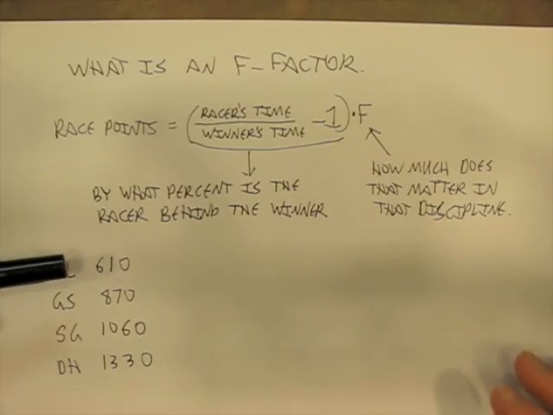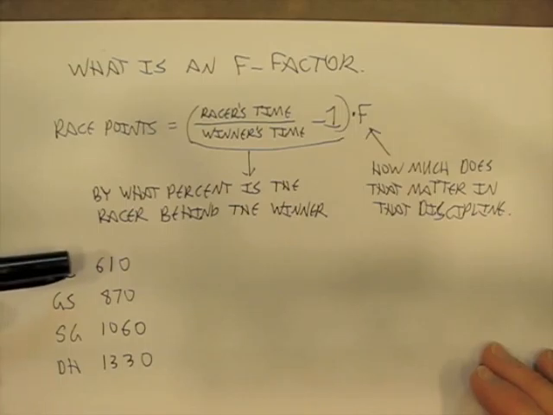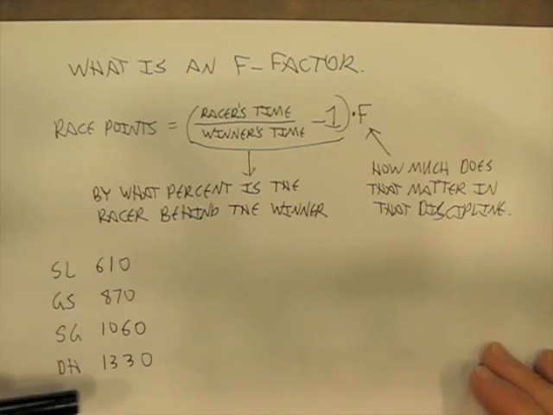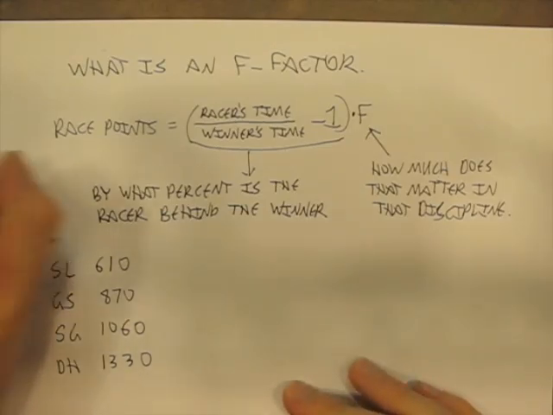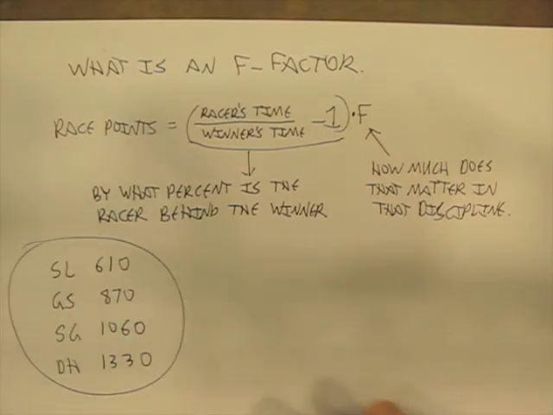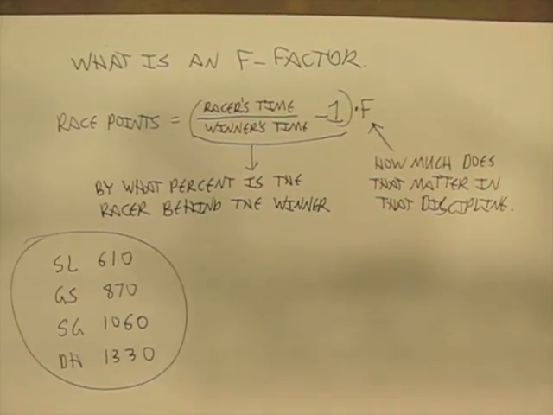So what that means is that if you're 10% off the winner in slalom, that's not nearly as bad as being 10% off the winner in downhill. So we'll look at some race results and we'll see that that's true. Okay. But then how do they calculate these? How do they get those numbers?